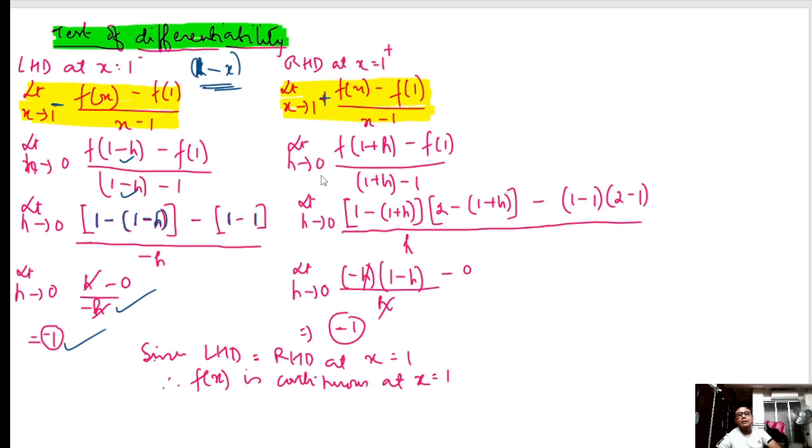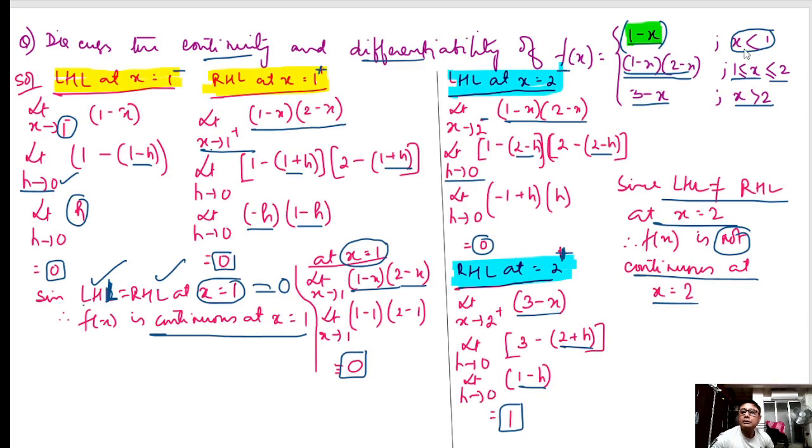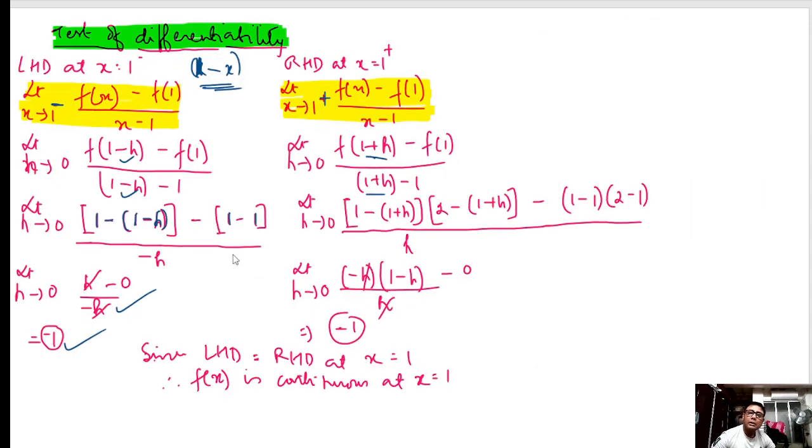Now right hand derivative. For the right hand derivative, please watch. In place of x I will put 1 plus h. And which function shall I choose? I will choose this function, 1 minus x into 2 minus x. In place of x I will put 1 plus h, and here in 2 minus x, in place of x is 1. So we get minus 1.